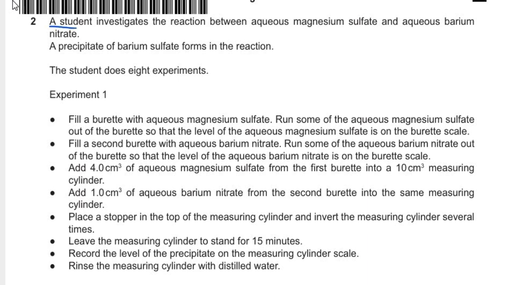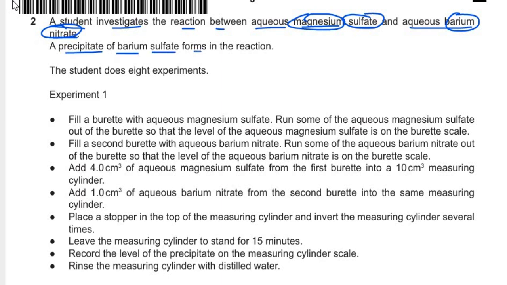Question 2 is here. A student investigates the reaction between aqueous magnesium sulfate and aqueous barium nitrate. Remember, it is magnesium sulfate and barium nitrate. Now a precipitate of barium sulfate forms in this reaction. The student does 8 experiments.